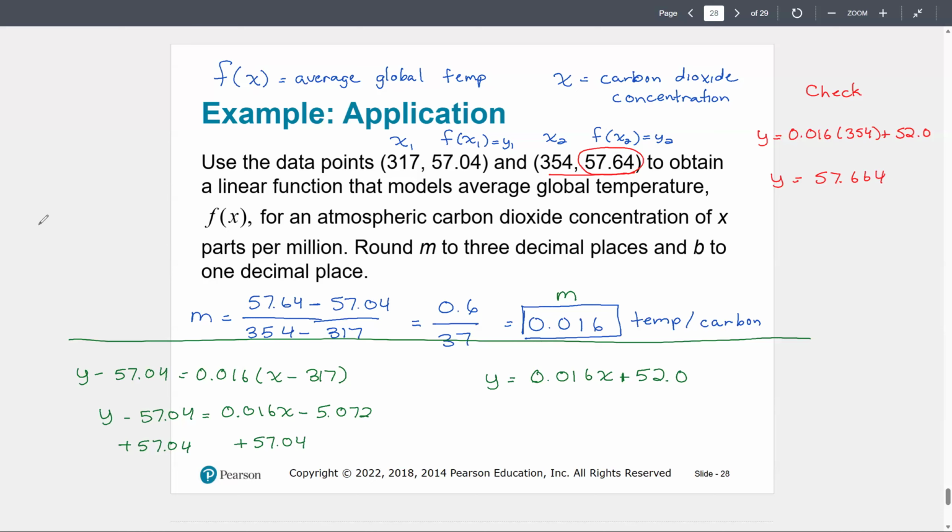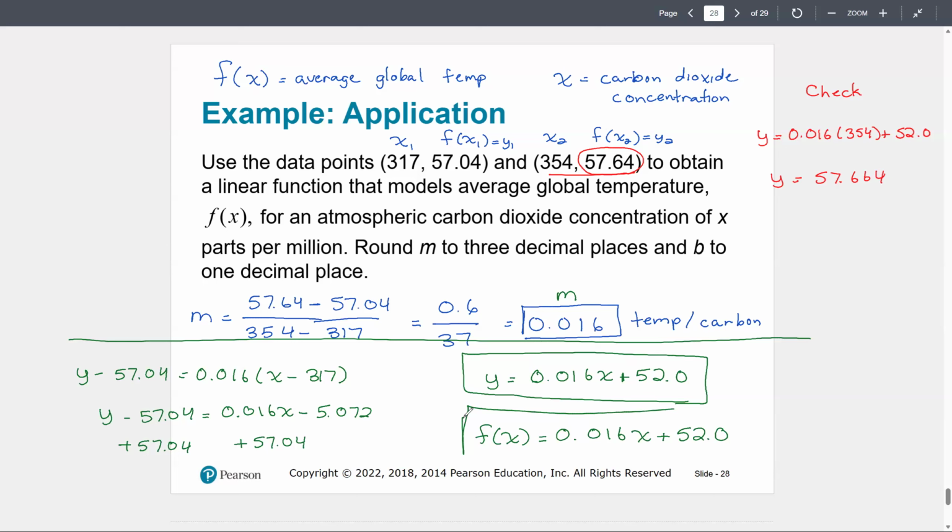And because we had some rounding and some estimates, that's good enough. So this would be my equation. So this would be my function. F of X is equal to 0.016x plus 52.0. Because we wanted to have a function.